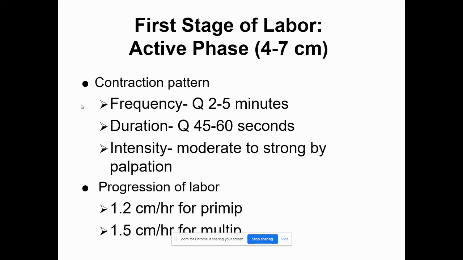progression per hour for the multip. The discomfort is going to increase as the pace of labor increases, and the fetus has to internally rotate as it descends down into the pelvis so that it is hopefully in an OA position.